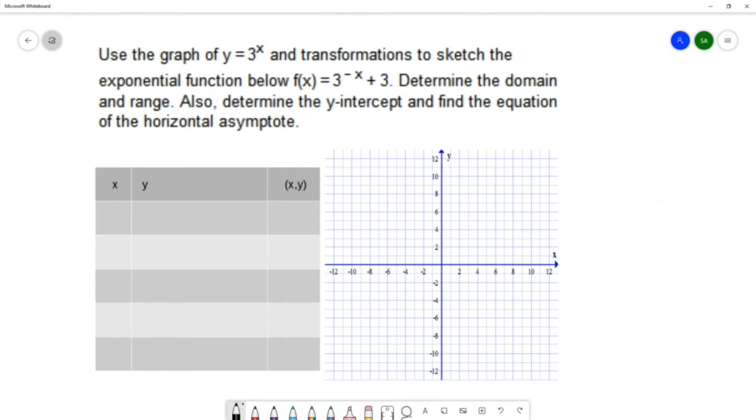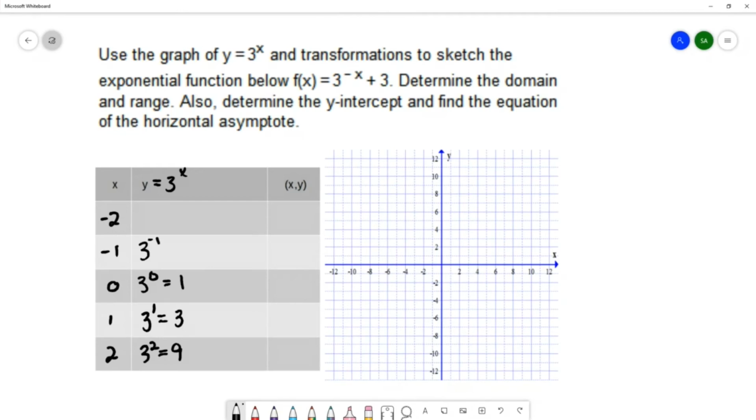I'm going to choose a standard set of x's: negative 2, negative 1, 0, 1, and 2. And we're going to substitute it into that equation y equals 3 to the x. So let's start down here with the easy ones. 3 to the first power is 3. 3 to the second power is 9. 3 to the 0 power is 1.